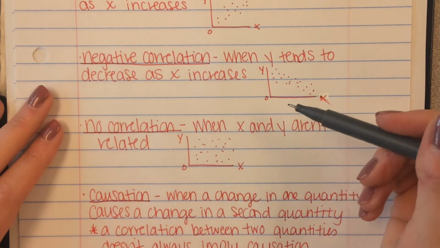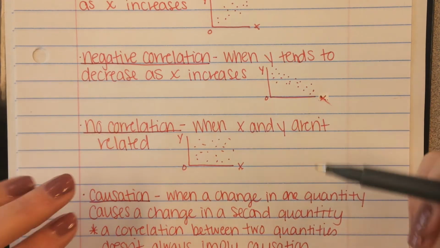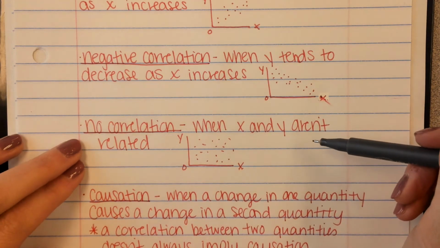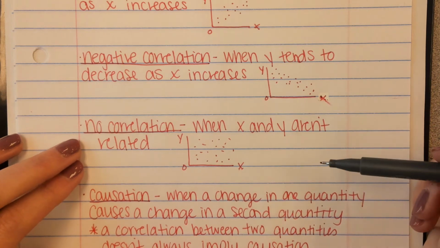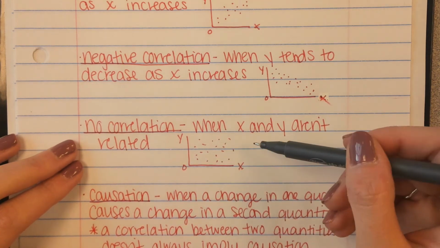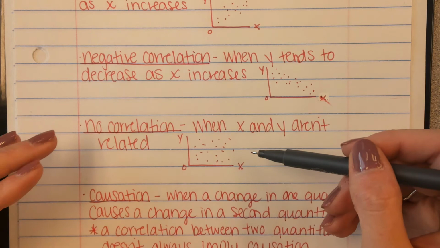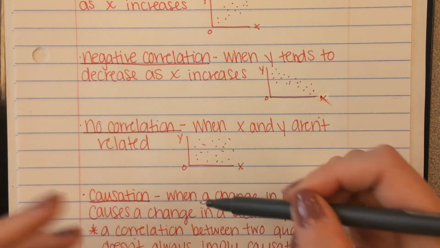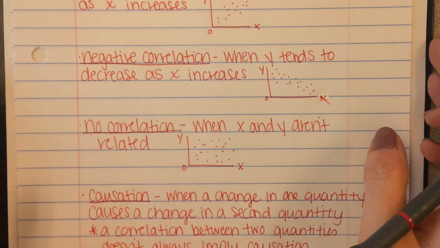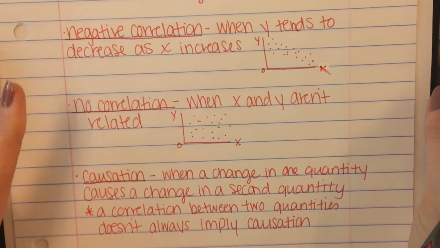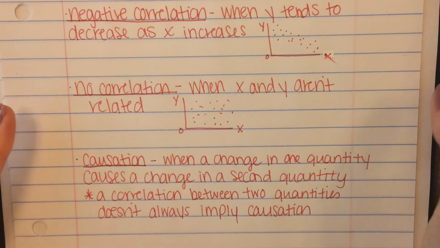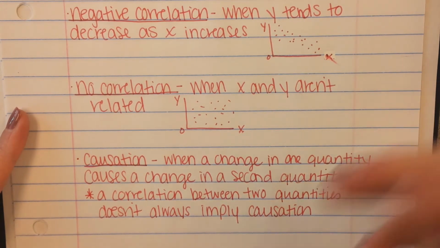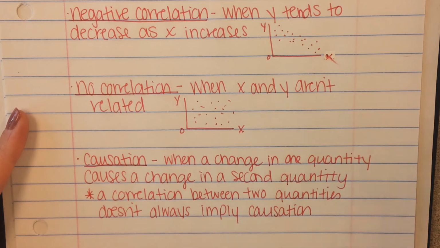Sorry, I just said that. No correlation is when Y and X aren't related. You can't see any pattern in the graph. The points are just kind of everywhere. You can't say, oh, it's a positive increase or a negative increase. It's kind of just all over the place. And then our last definition is causation. When a change in one quantity causes a change in a second quantity, we can call that a causation.